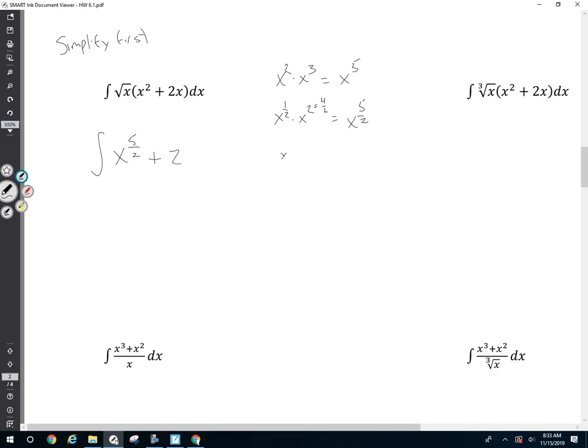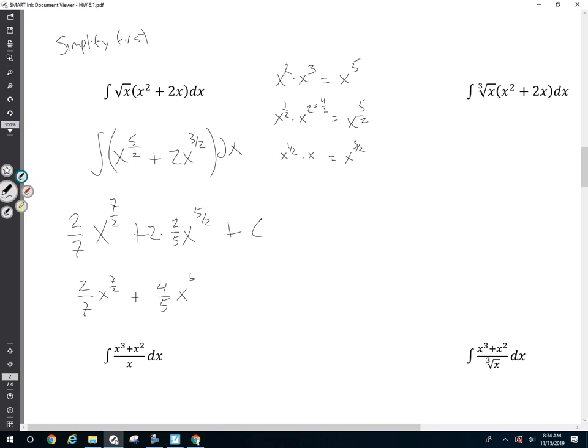If I have x to the 1 half times x, that's 2 halves plus 1 half, that's x to the 3 halves. Taking the antiderivative of this, add 1, that's 7 halves times 2 sevenths. Add 1, that's going to be 5 halves times 2 fifths times 2. Don't forget your plus c: 2 sevenths x to the 7 halves plus 4 fifths x to the 5 halves.